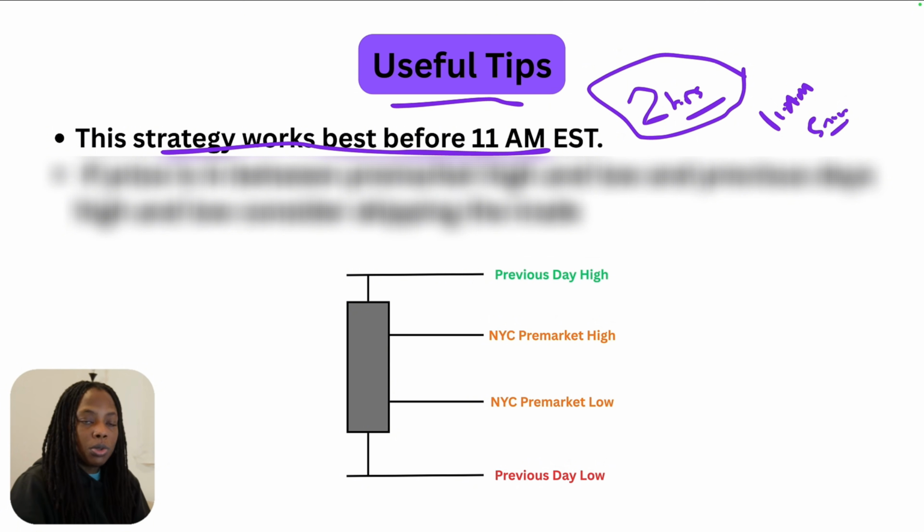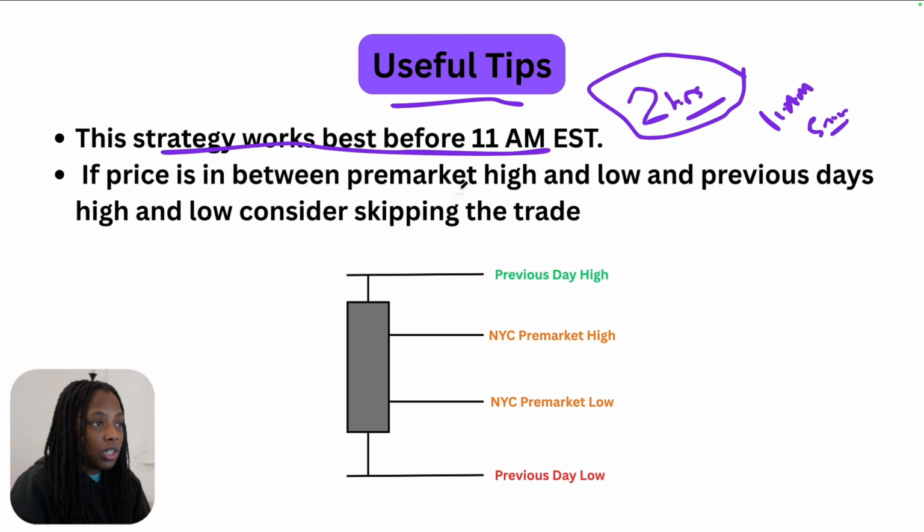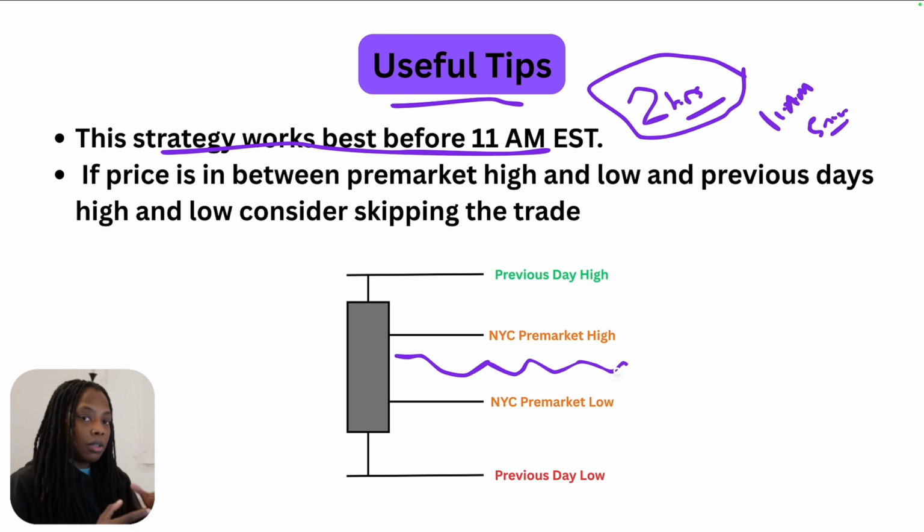Number 2 is the most important, and if you don't understand, please leave a comment below and I will explain. But I have drawn something to show you what I mean. If price is between pre-market high and pre-market low and previous day's high and previous day's low, consider skipping the trade. What do I mean? The market opens up here and price is just trading here. Please just consider skipping the trade. The chances of the trade working out are lower, and it's just not worth it, especially if you're trading with smaller capital. Just skip the trade, look for another ticker or stock or asset that has a better setup and entry criteria.